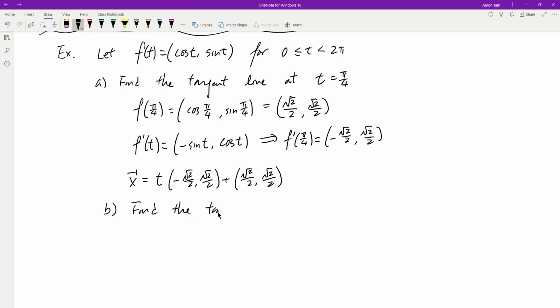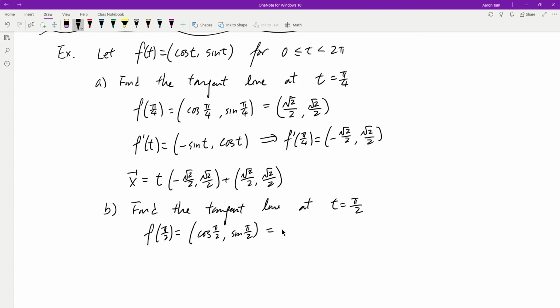All right. Now, I'll give you another one to try out. So you can definitely try this one out. How about I ask you to find the tangent line at t equal to pi over 2. So I will ask you to pause the video and just go ahead and do the problem on your own, and then unpause the video to see the answers.